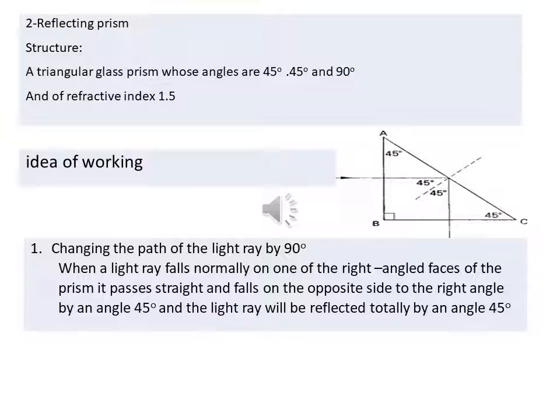Number 2, another application of total internal reflection, the reflecting prism. It's a triangular glass prism whose angles are 45, 45 and 90, and the refractive index equals 1.5. The idea of its working is changing the path of a light ray by 90 degrees. When a light ray falls normally on one of the right-angled faces of the prism, it passes straight and falls on the opposite side, and the angle of incidence equals the angle of reflection, 45 and 45, so the angle between them will be 90.